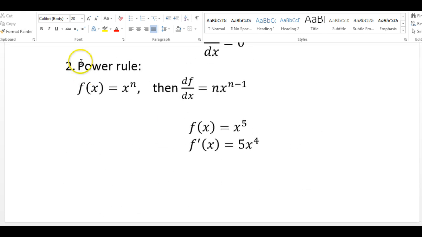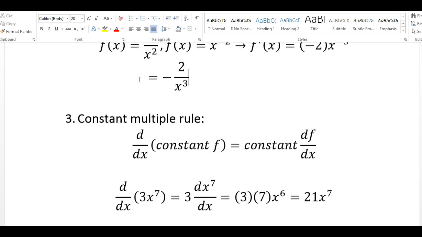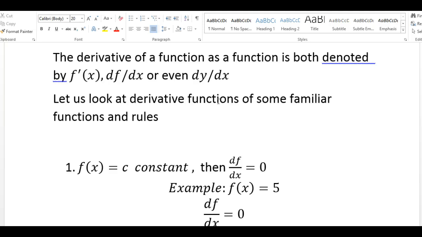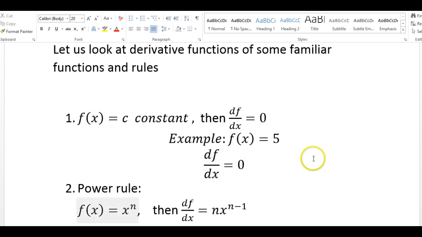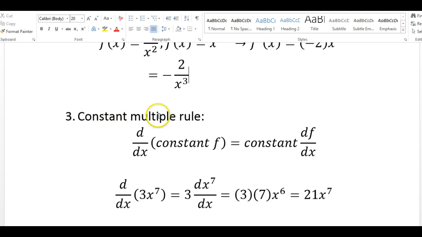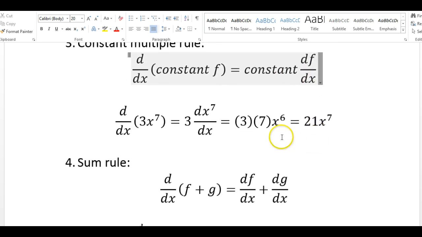Okay, power rule. Now the next rule we are going to do is, remember when you had a constant by itself, like f of x equals 5, that's a constant by itself, then the derivative is 0. But if you have a constant multiple, then the rule is different. If you have a constant multiple of a function, then you just leave the constant alone and differentiate the function. So let's try to see what is meant by that.